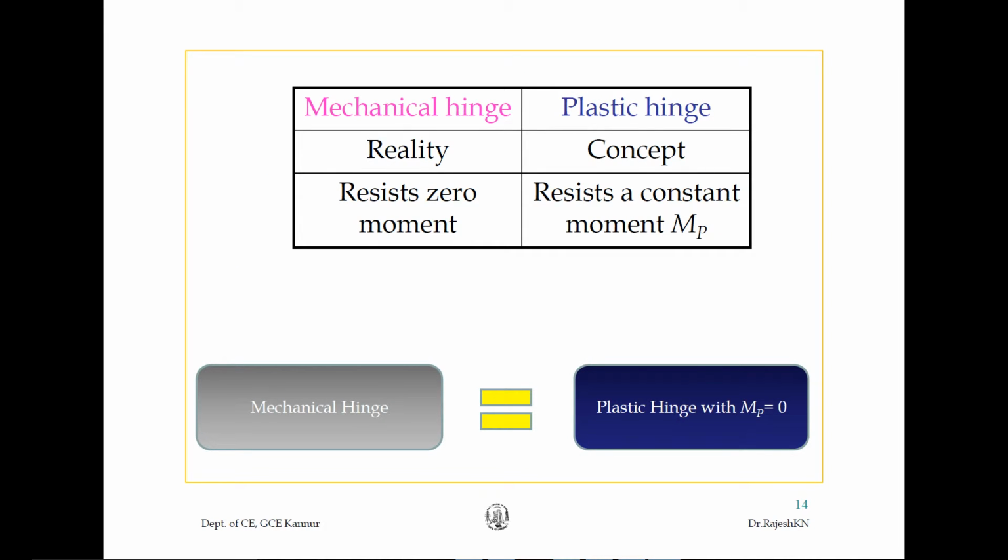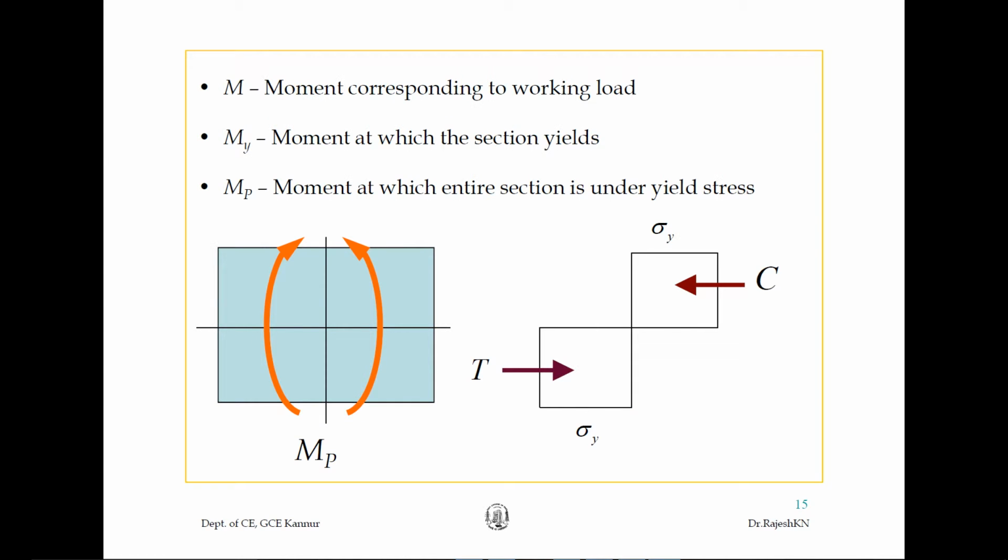Now this is the small relationship between a mechanical hinge and a plastic hinge. A mechanical hinge we experience in reality. A plastic hinge is a concept we have been given. Basically they are both the same. When MP is equal to 0, there is zero moment resistance. A mechanical hinge will resist zero moment and will fail as fast as possible. A plastic hinge will resist a constant moment MP.